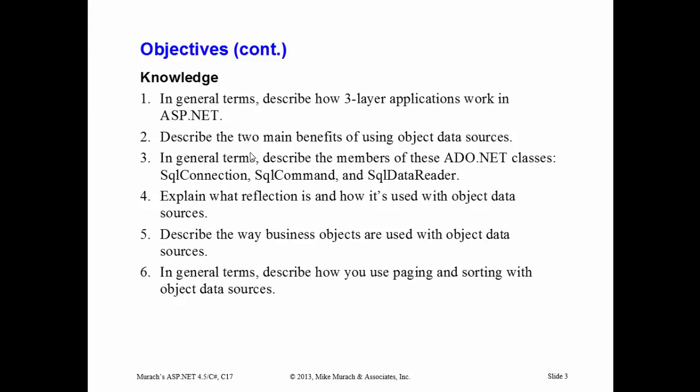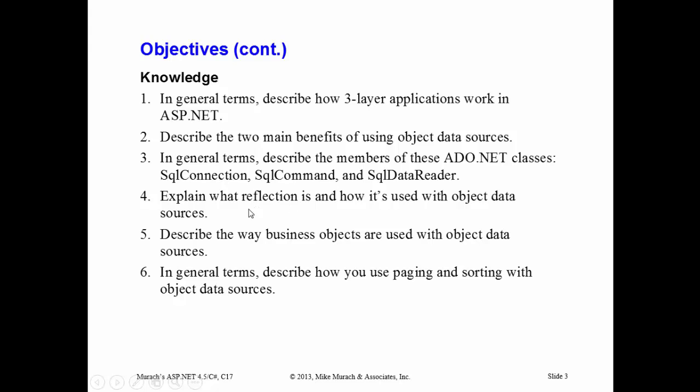So, what knowledge are we going over? Obviously, how three or N tier. They keep saying three layer, but N layer because it can have more than just the main three layers. N layer applications work, benefits of using object data sources, some of the underlying ADO.NET classes that are involved. So this is where we start to look more into the code behind ADO.NET. When we're talking about SQL Server, we'll look at the SQL connection class, the SQL command class, the SQL data reader classes, and how to write code to call them.